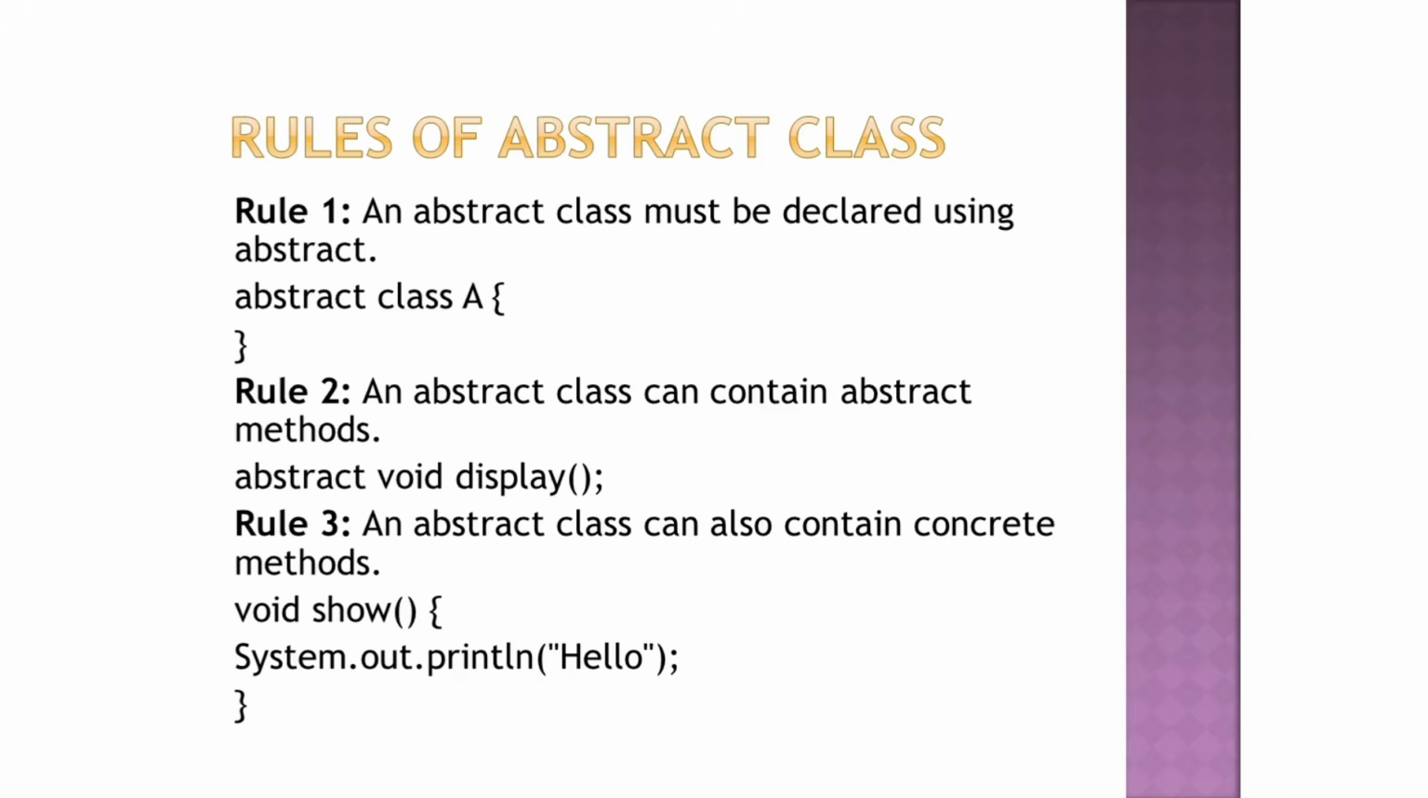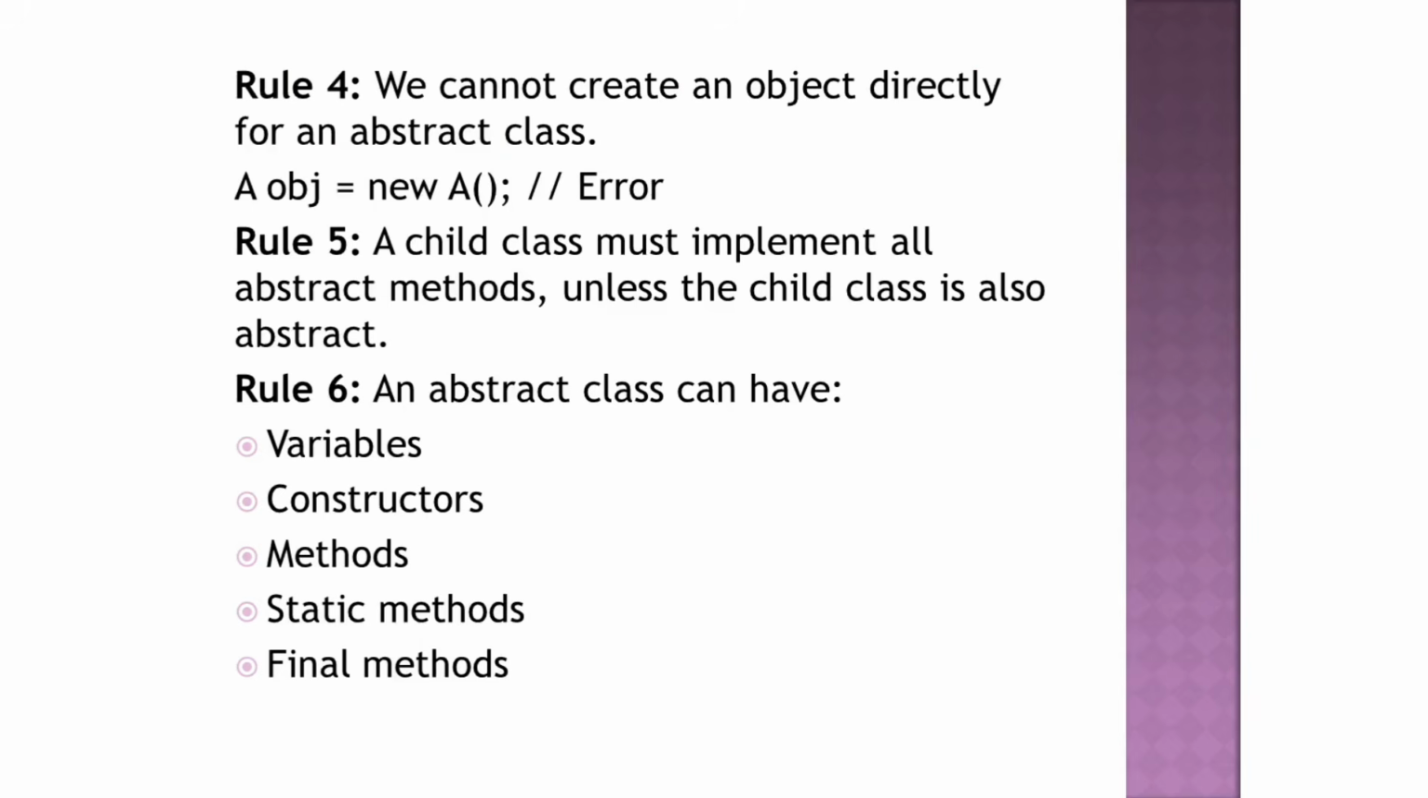Rule number 4, we cannot create an object directly for an abstract class. For example, A object is equal to new A. This gives an error. Rule number 5, a child class must implement all abstract methods unless the child class is also abstract. This is important because the abstract method needs a concrete implementation somewhere.